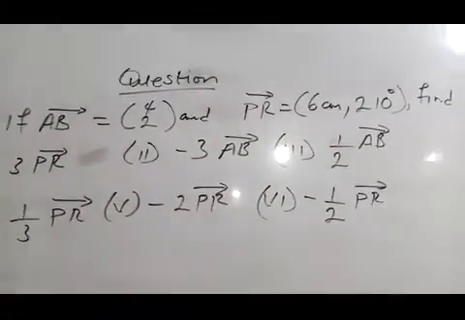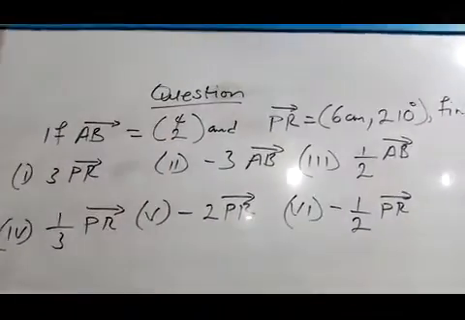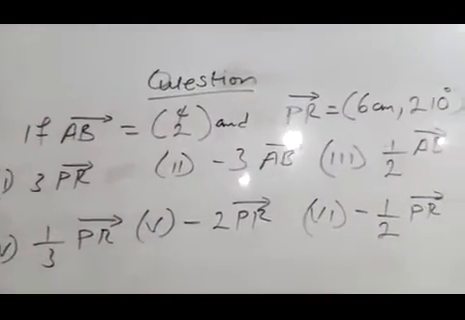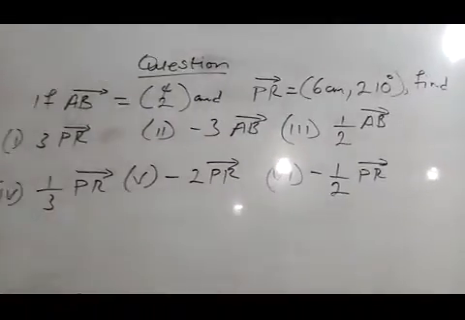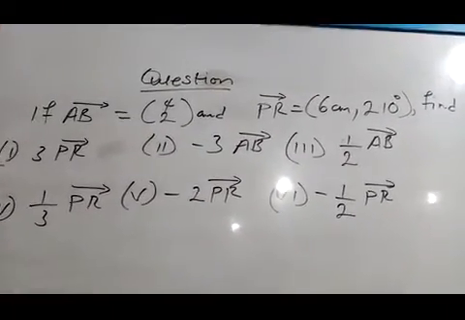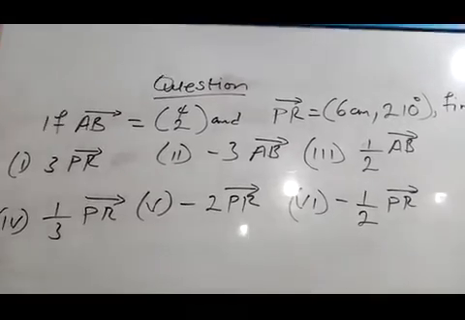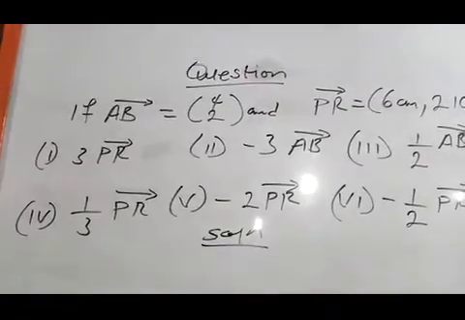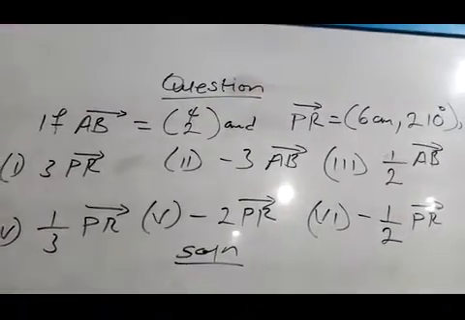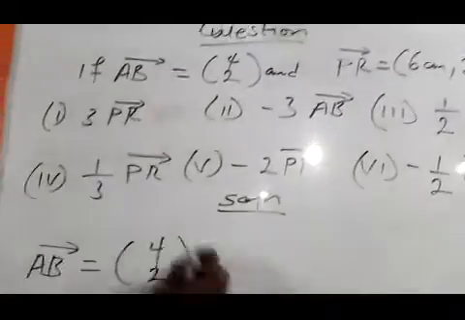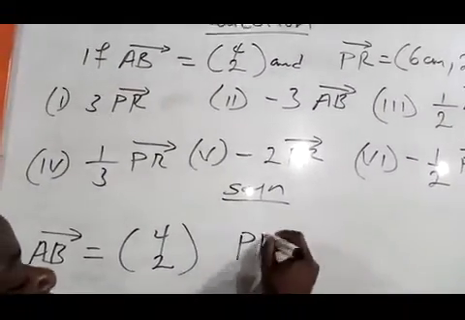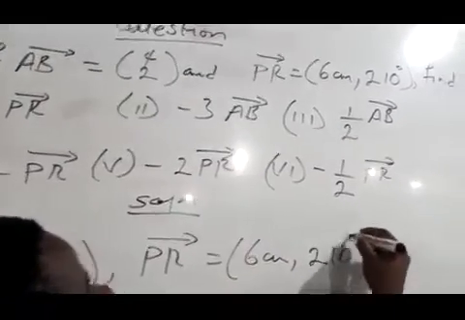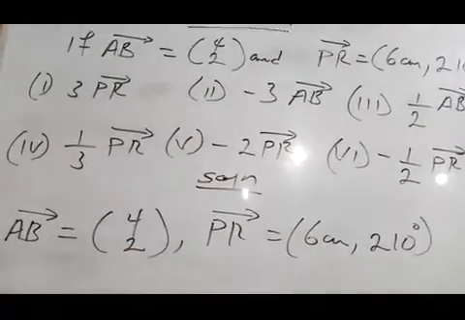As you can see, the question is very simple and straightforward. I'm going to solve two out of all these, and the rest are yours to solve by yourselves whenever you are free. Let's go through this quickly. The question says vector AB is (4, 2) and vector PR is 6 centimeters at 210 degrees. We are asked to find 3PR.